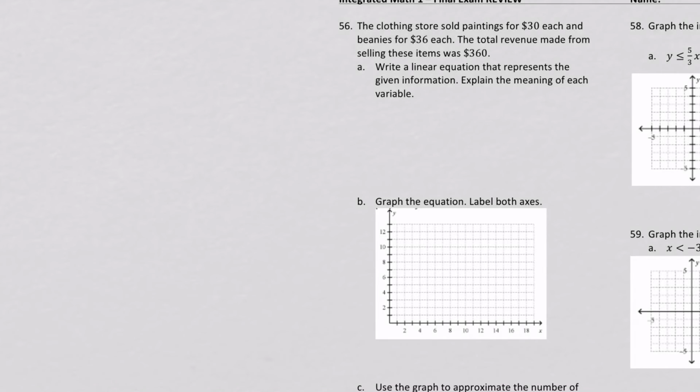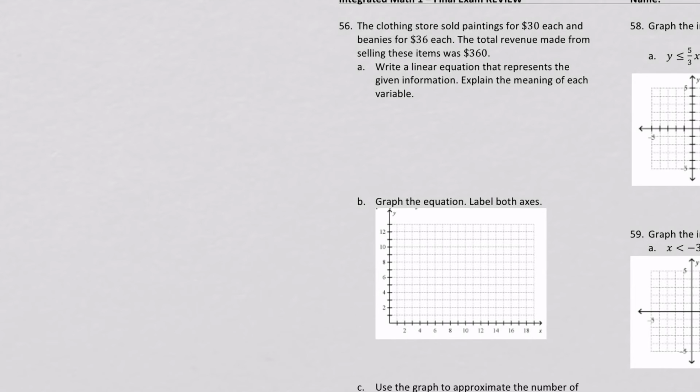All right, let's start with 56. It says the clothing store sold paintings for $30 each and beanies for $36 each. The total revenue made from selling these items was $360. Write a linear equation that represents the given information. Explain the meaning of each variable.